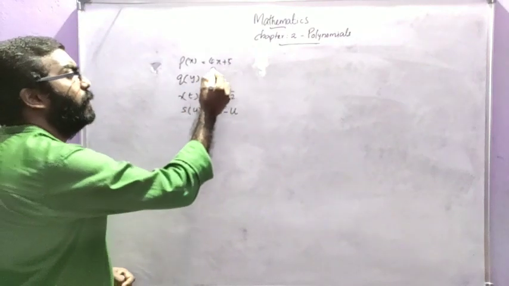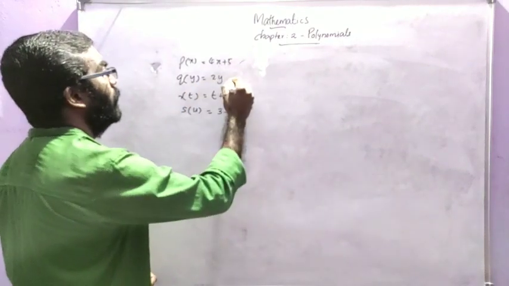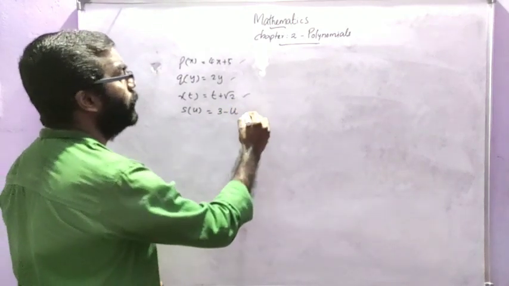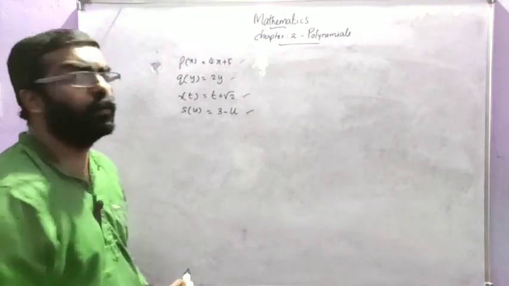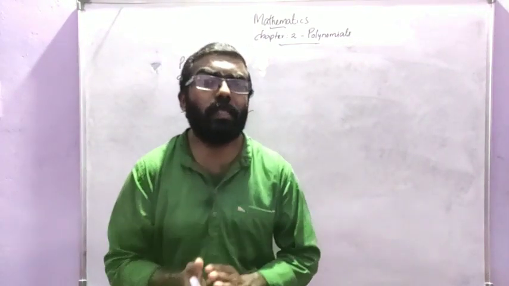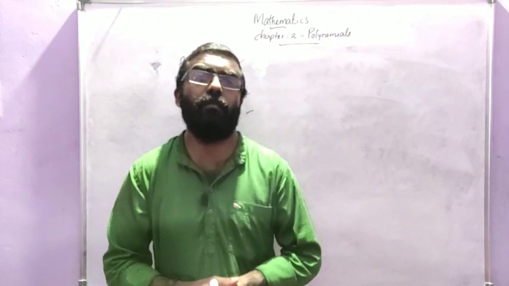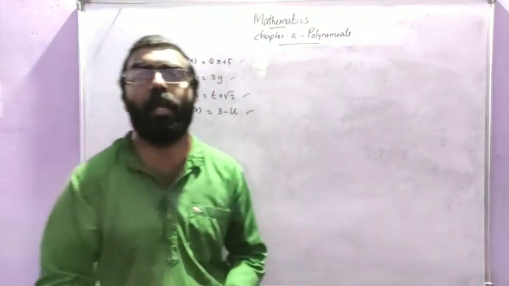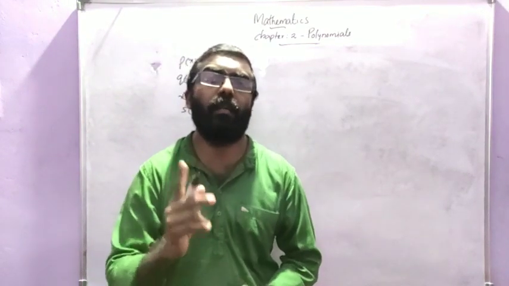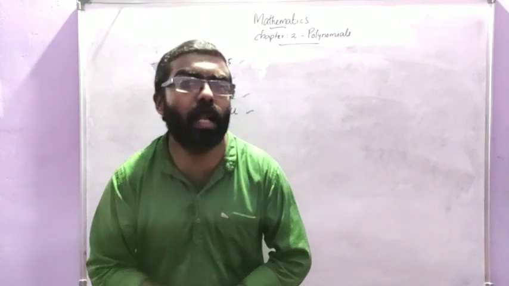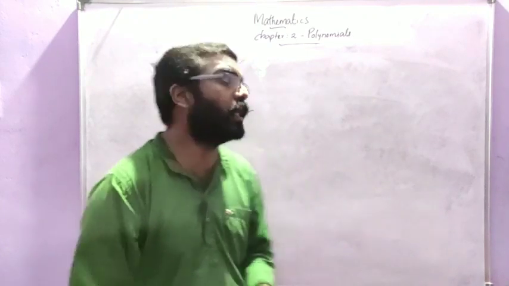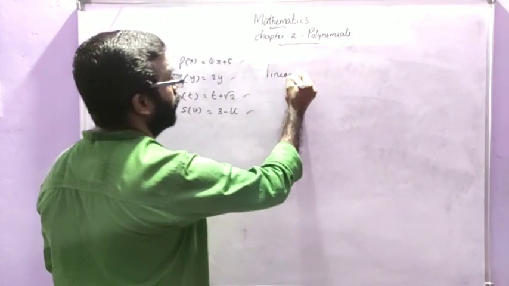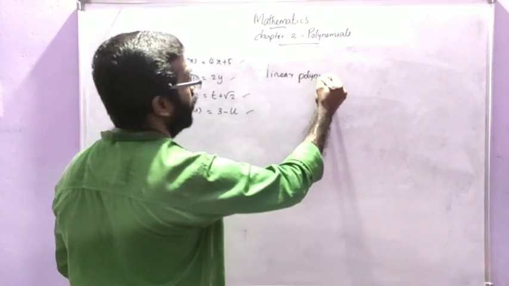Now observe the polynomials. P of x is equal to 4x plus 5, Q of y is equal to 2y, R of t is equal to t plus root 2, S of u is equal to 3 minus u. Okay. Do you see anything common among all of them? The degree of each of these polynomials is what? 1. Okay. So a polynomial of degree 1 is called a linear polynomial.